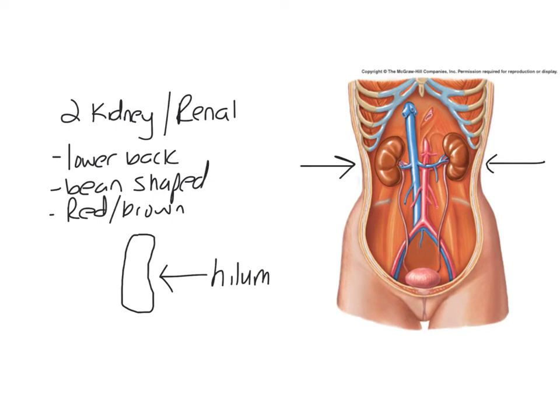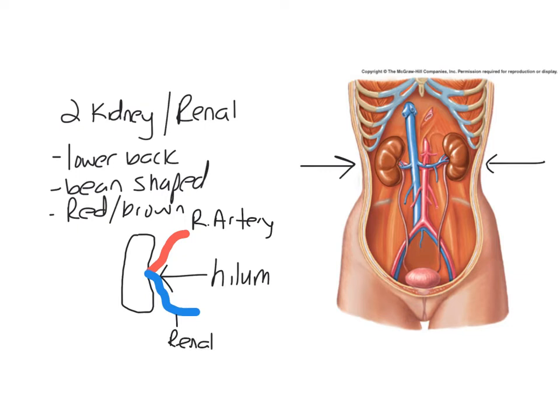And you have what's called the renal artery and renal vein. So the renal artery is bringing blood to the kidney, and the renal vein brings blood away from the kidney. So this is the renal artery, and this would be the renal vein.